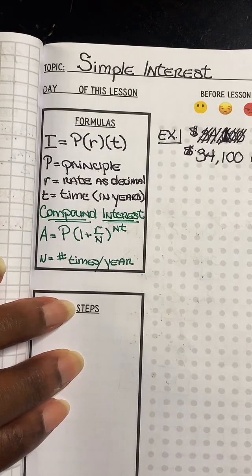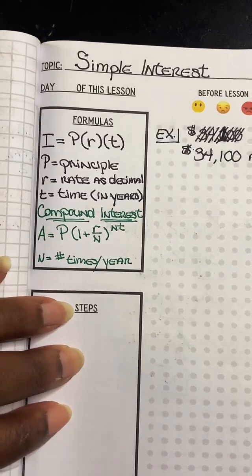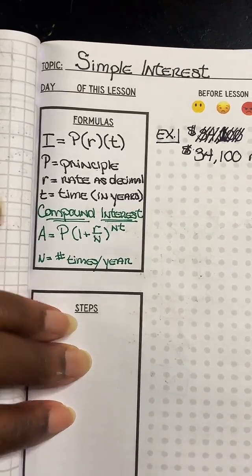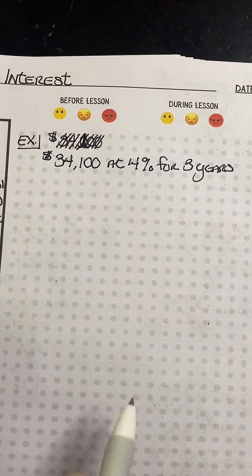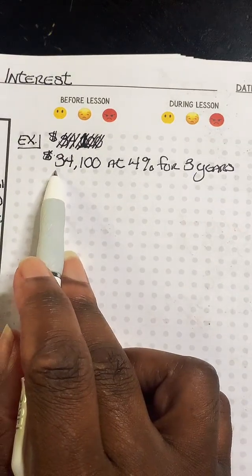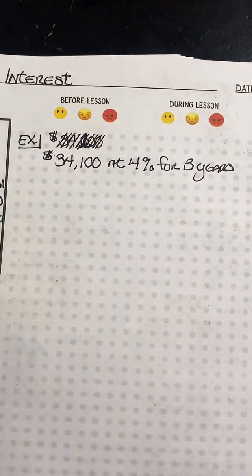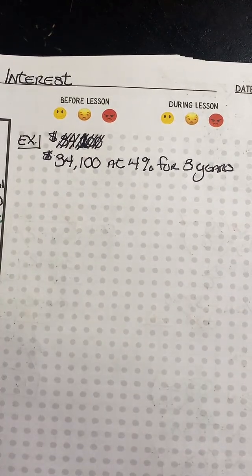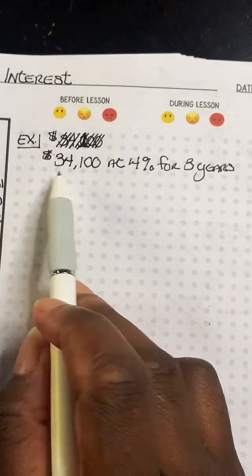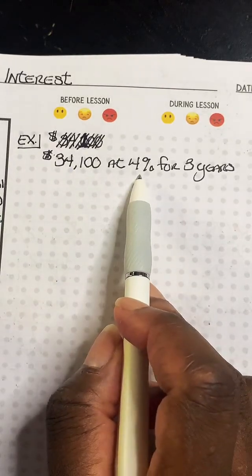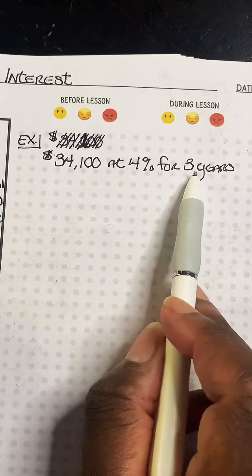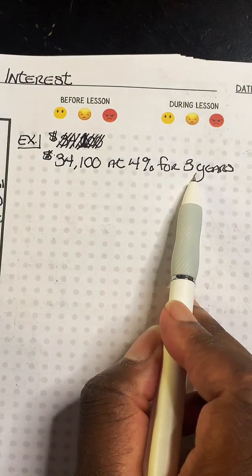Thank you, appreciate that. All right, so, boom. Let's take a look at our first one. So we're looking at $34,100, and we're doing that at 4%, and we're going to do it for 3 years.